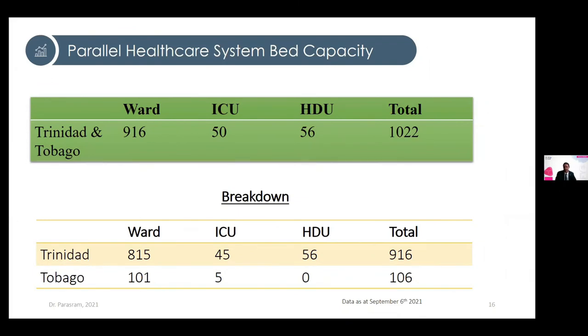So the parallel health system at a glance, Trinidad and Tobago: the ward level beds are 916, the ICU beds 50, HDU beds 56, giving us a total of 1,022. So the breakdown again, Trinidad: ward 815, ICU 45, HDU 56, total of 916. 106 beds in total at Tobago. The majority of those are ward level with 101 beds and 5 ICU spaces. There are no HDU type units for intubated patients.